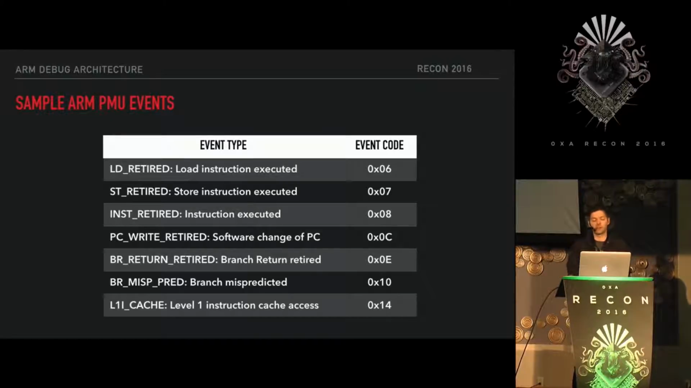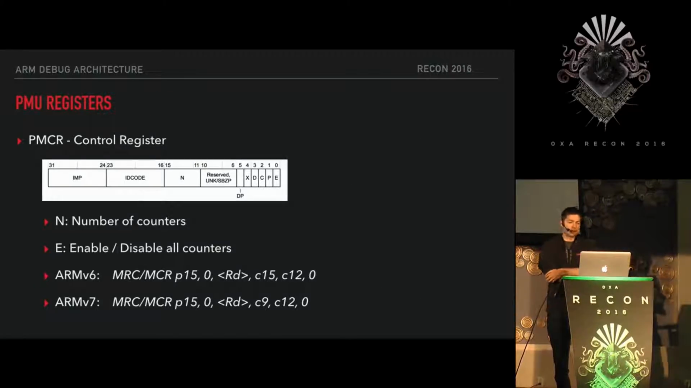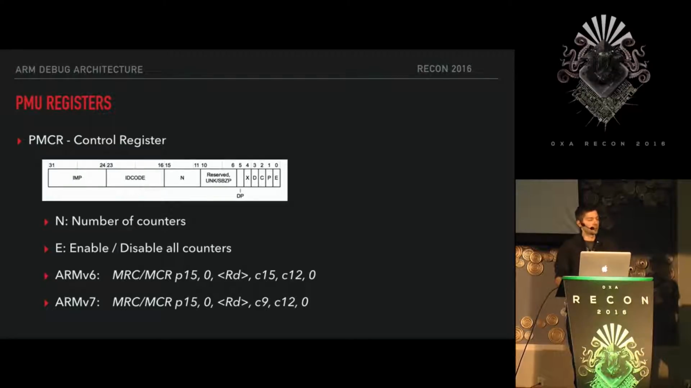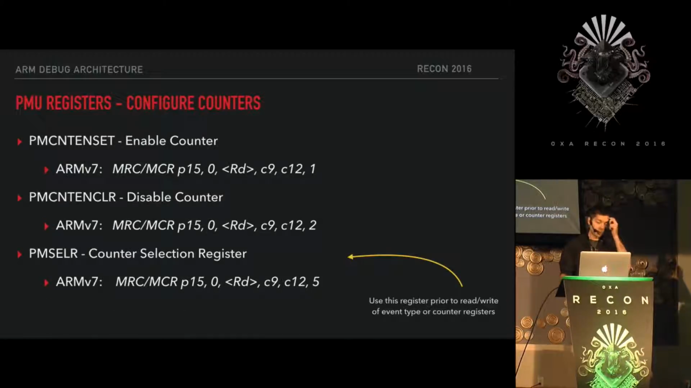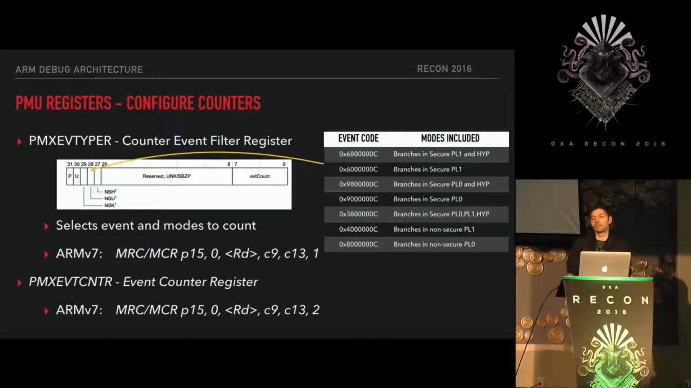So a few sample events that we can count. This is similar to what you'll find on other architectures: instructions, branches, cache access, cache miss, etc. And I'm going to breeze through the registers that we can access through the system control coprocessor. The control register tells us how many counters exist on the PMU, and the least significant bit is a global enable, turning the PMU on and off. There are registers for enabling. Once you turn on the PMU, you have to enable a specific counter, so you would write the appropriate bit offset to turn on the various counters or turn them off. And then finally, there's a counter selection register, where you tell the PMU that from this point on, you're referring to this counter. Once you do that, you can set the events that you want to count, query, or set the actual counter value.